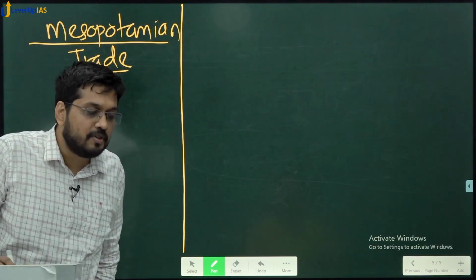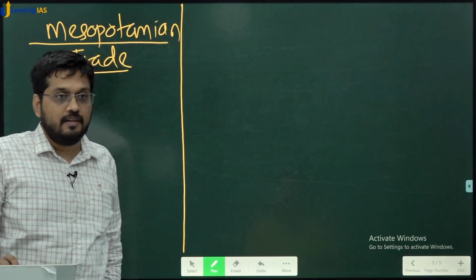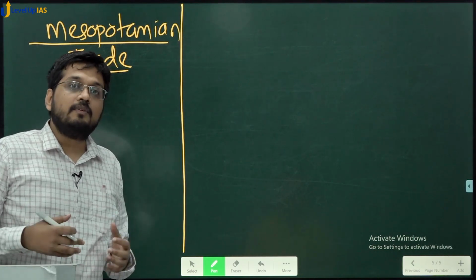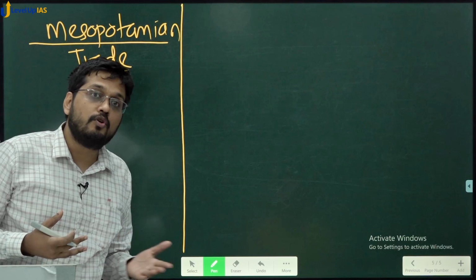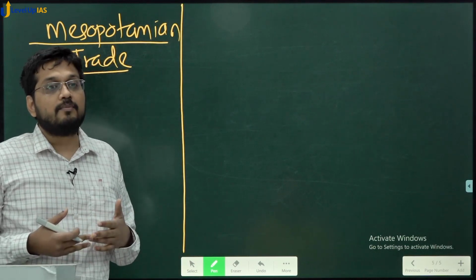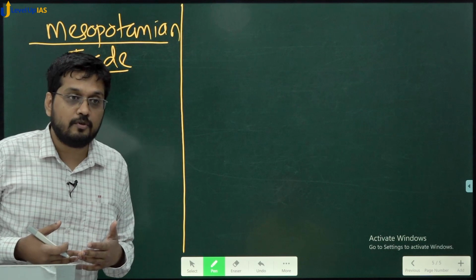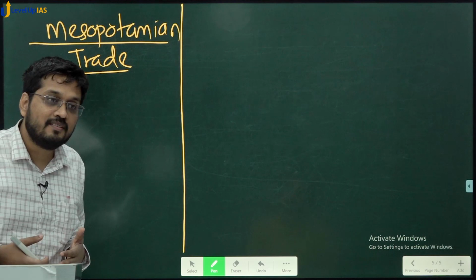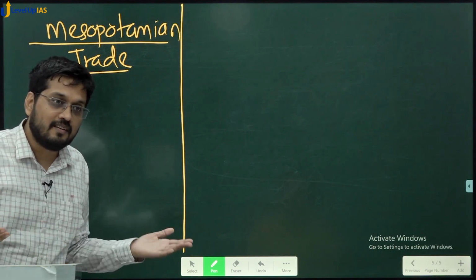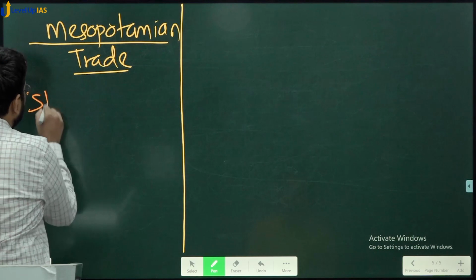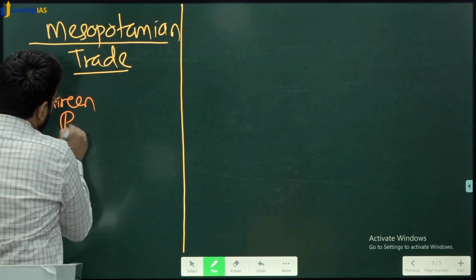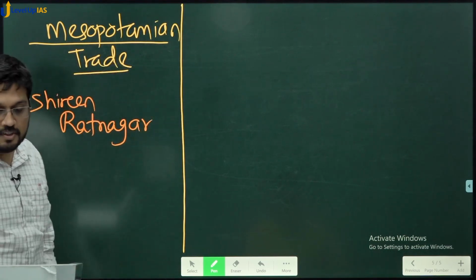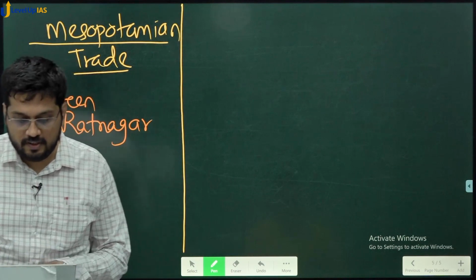So in this, this theory came for the first time in 1970s and 80s when a lot of excavation was done in Western Asia, and some Harappan artifacts were found there, which brought to our notice that there was a substantial amount of trade between India and Mesopotamia back then. And the main propounder of this theory is Shirin Ratnagar. So Shirin Ratnagar, a very respectable archaeologist, she is the one who is the main propounder of this theory.